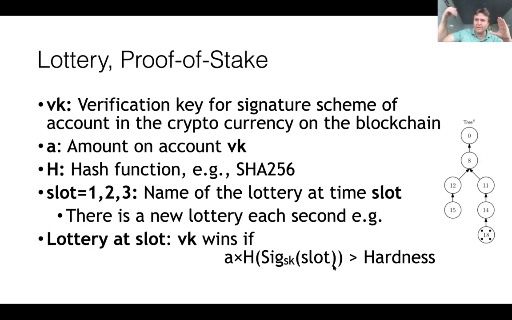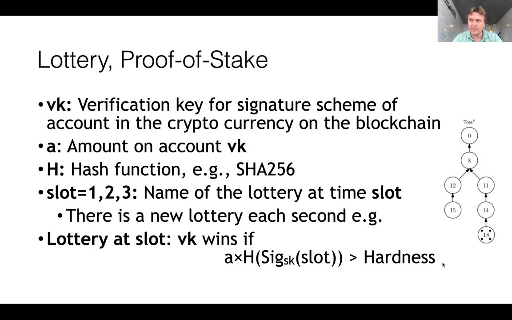In practice, you put much more in there to make sure you're not accidentally signing something that's used in another protocol, but you put in some identifiers, some nonces, and so on. But for now, let's just think about you signing 18. That gives you a signature. You hash it. That gives you a random number. That's your ticket. Now, because we want your probability of winning to be proportional to the amount of money you have in the system, you get to take this random number, multiply it by the amount on your account, and then you win the lottery if this is larger than some hardness.